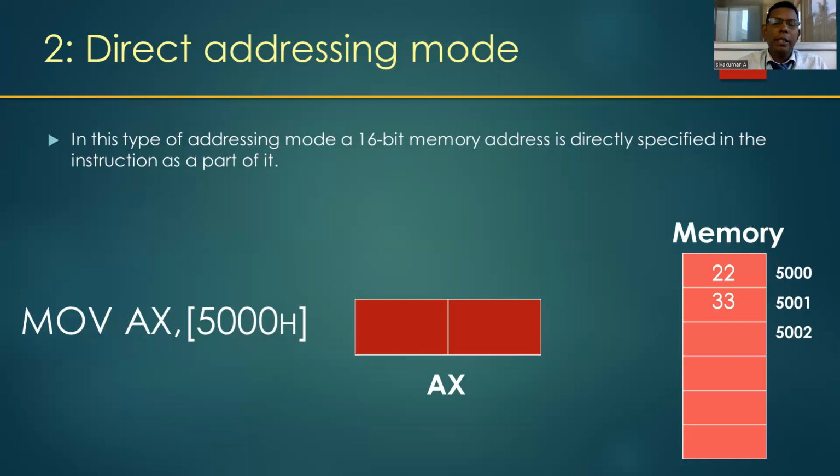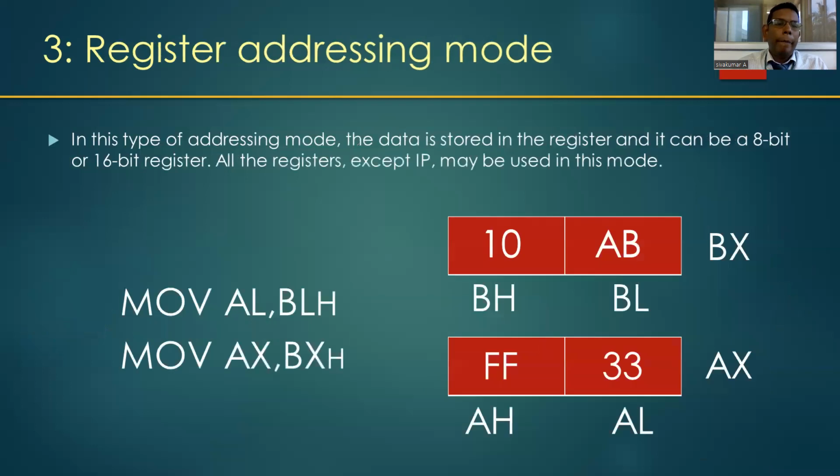Previously, the data was given directly in the instruction. In this one, the address is given directly in the instruction. That's why it is called direct addressing mode. After the execution of the instruction, the accumulator, that is the AX register, contains 3322. This type of instruction is called a direct addressing mode instruction.